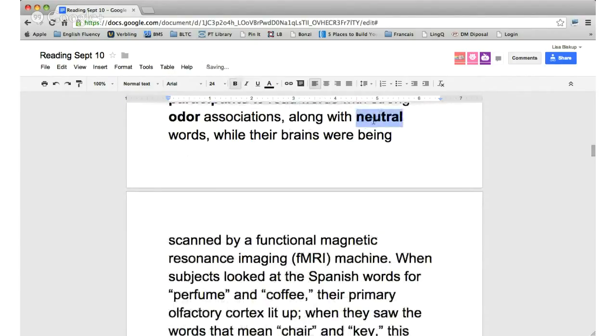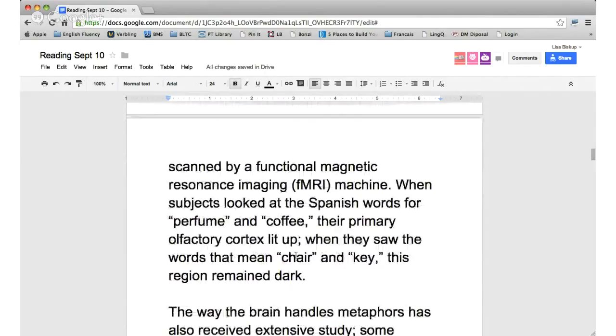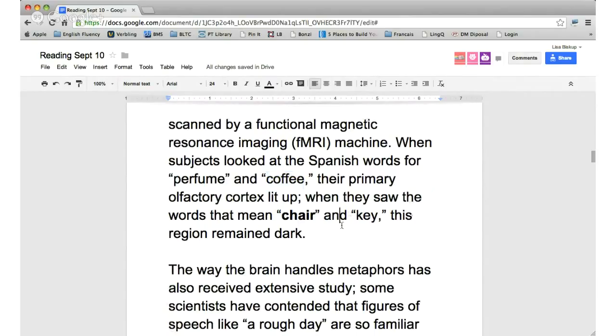So these were words where you don't necessarily think of some kind of smell when you read the word chair or key or table. But of course coffee, that brings up for a lot of people the smell of coffee. And that's what they found out, basically, that the olfactory cortex lit up. Olfactory means the smell area. So that kind of makes sense, it seems.